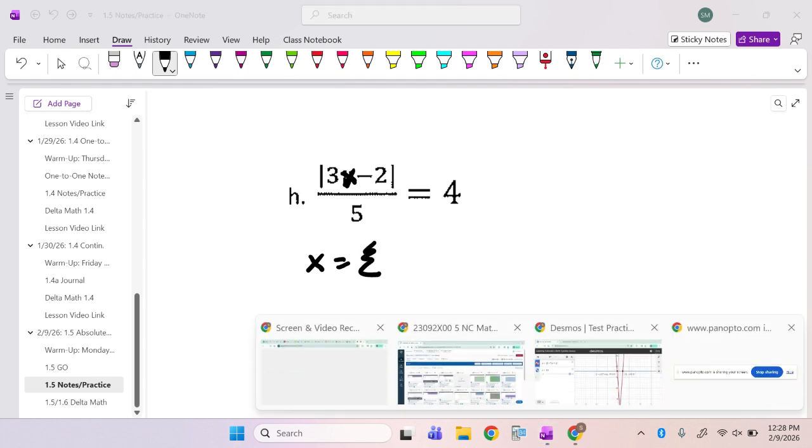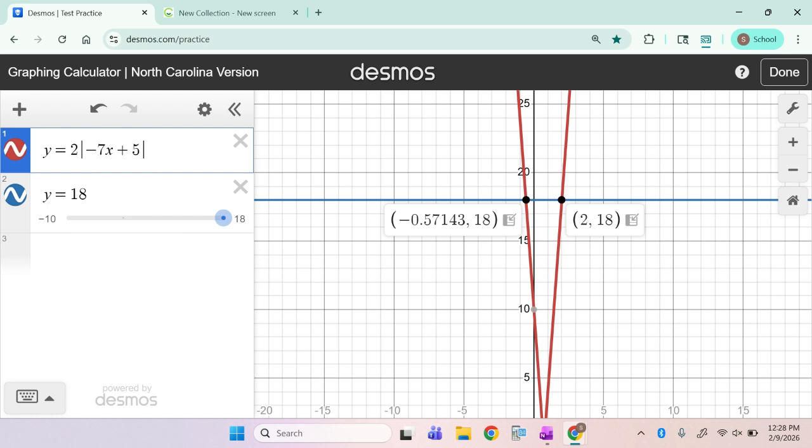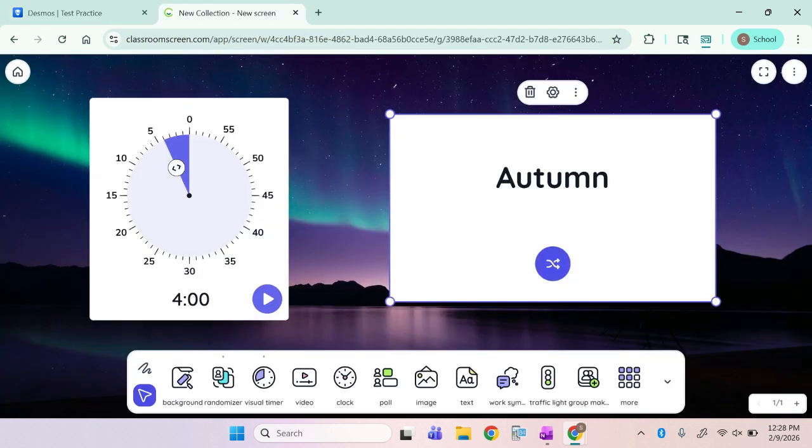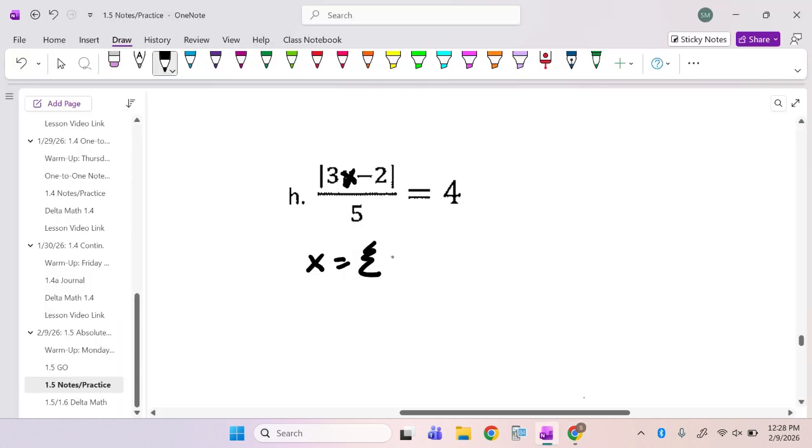All righty. Let's go with Autumn. What'd you get for one of your X values? Good. What's the other one, Briley? Right. So -6 is one of your X values, and then 7.33, and it does repeat, but we'll just leave it at that if we rounded, is your other answer.